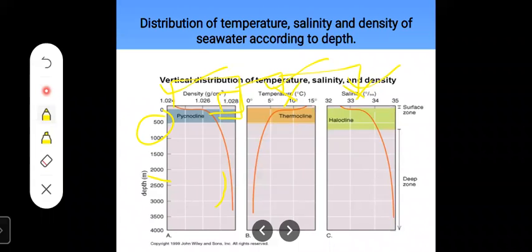At last, what we have understood in this distribution is that when the temperature, salinity and density go below 200 meter, the density, temperature and salinity will be the same. No difference. With this, we have to understand the distribution of temperature, salinity, and density. Okay, next.